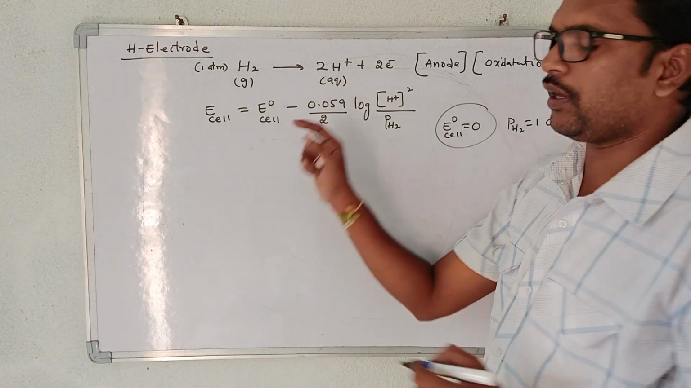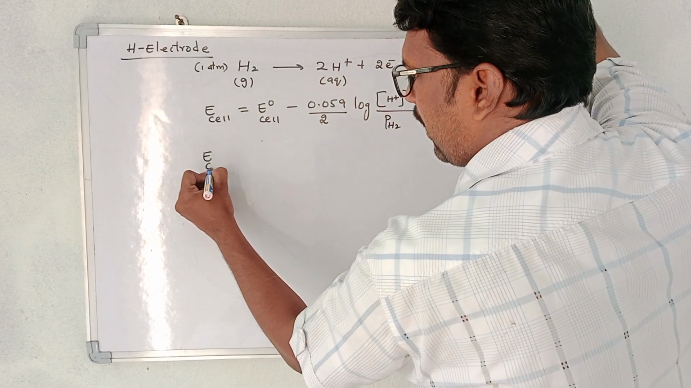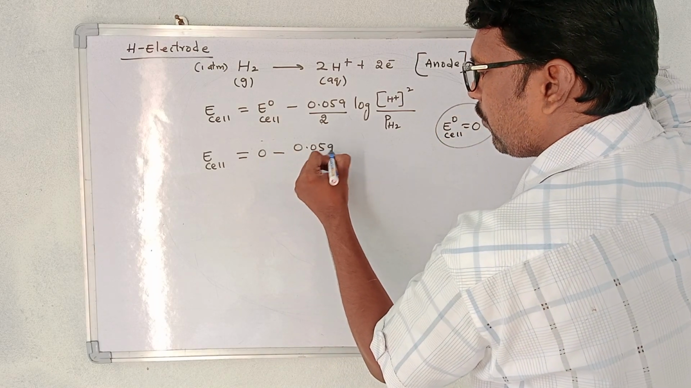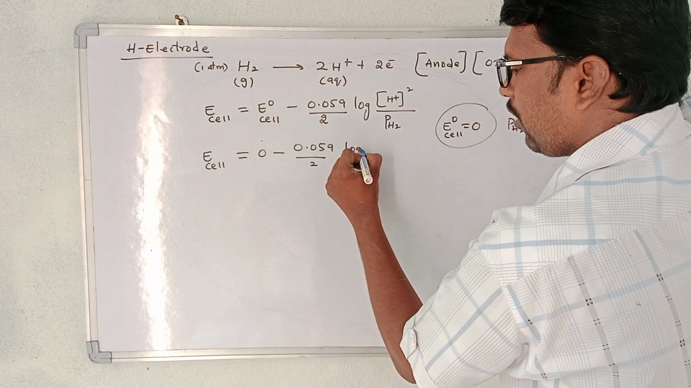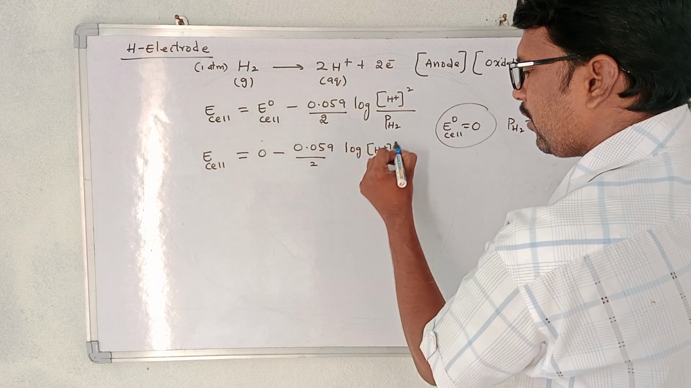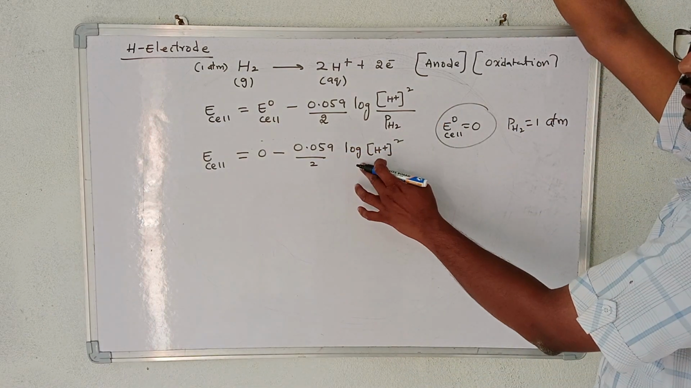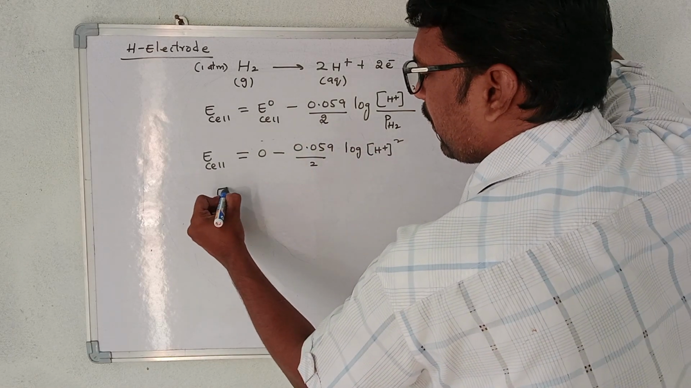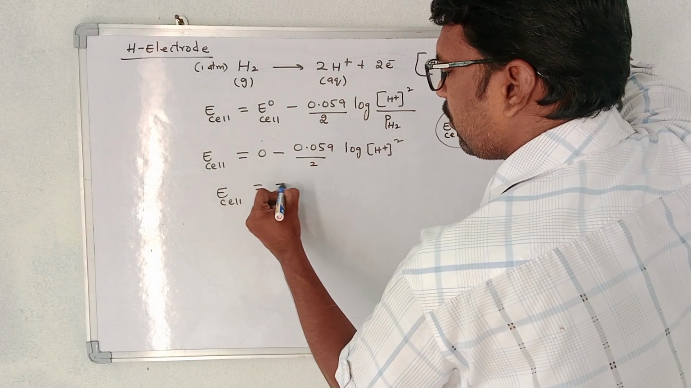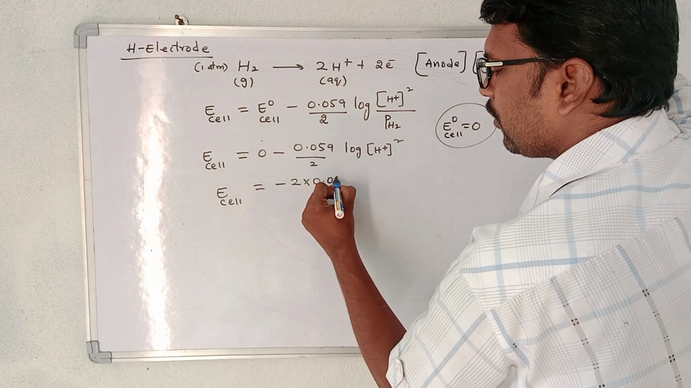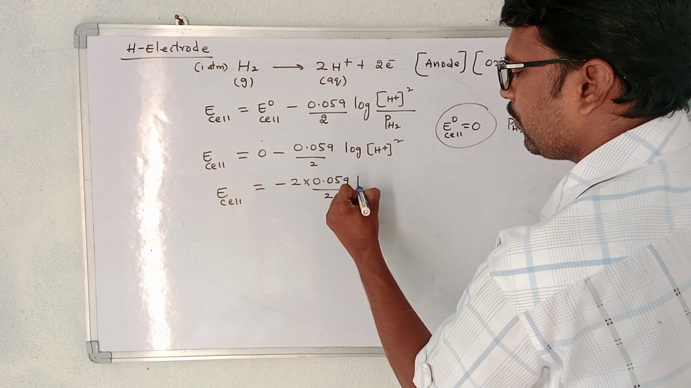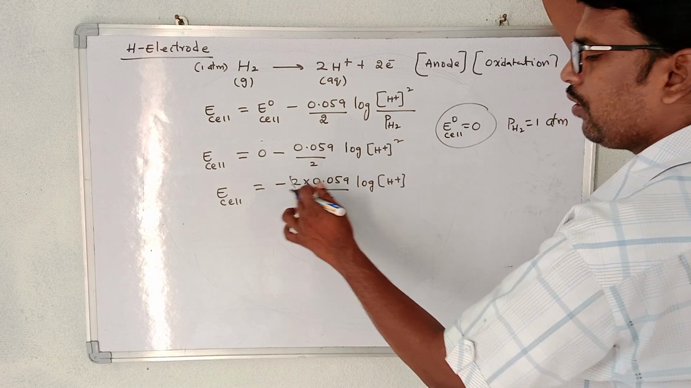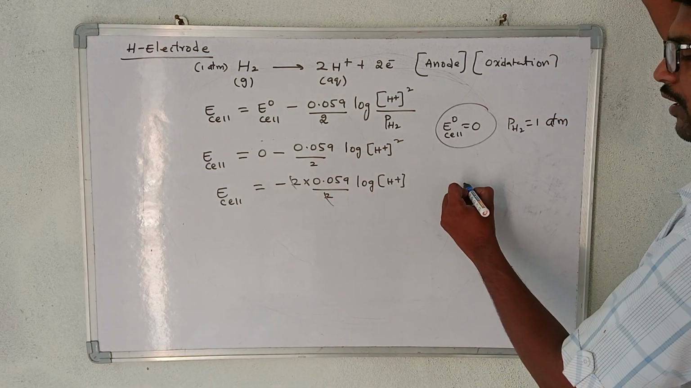When these two values are substituted here, we get E cell is equal to 0 minus 0.059 by 2 log [H+]^2, because the partial pressure of H2 can be taken as 1. Then it can be converted like this: E cell is equal to minus 2 into 0.059 by 2 log [H+]. By cancelling the 2, E cell is equal to minus 0.059 log [H+].